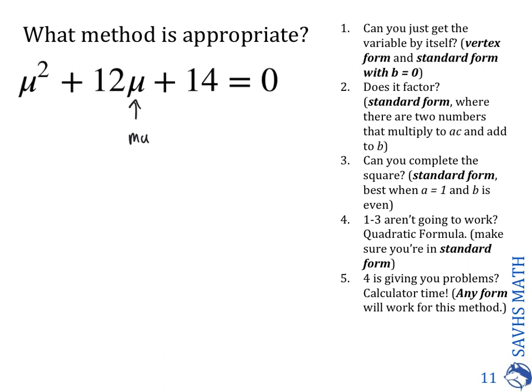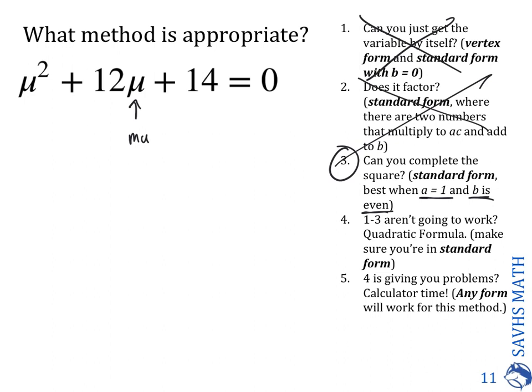Okay. Can you factor it? AC is 14, B is 12. I can't think of anything that multiplies to 14 and adds to 12, so we can't do the first two. That means let's try completing the square. And the reason that I say completing the square is because A is 1 in this problem and B is even. And so we are in a good spot to complete the square.